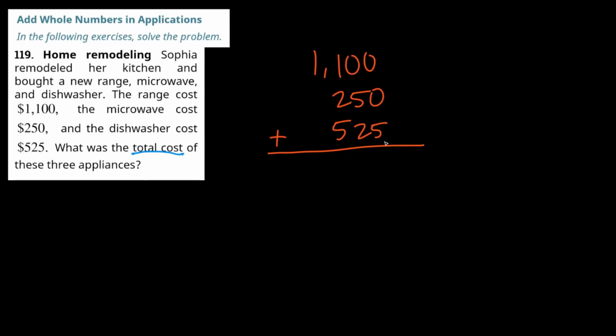So we'll start off with the ones column. We have 0, 0 plus 5 is 5. 0 plus 5 is 5, plus 2 is 7. 1 and 2 is 3, and 5 is 8. And we have that 1,000 remaining. So the total cost is $1,875. So for this problem, we want to make sure that we have the dollar sign because they asked us the total cost. Without the dollar sign, we just have a number, and that may be wrong for many teachers.